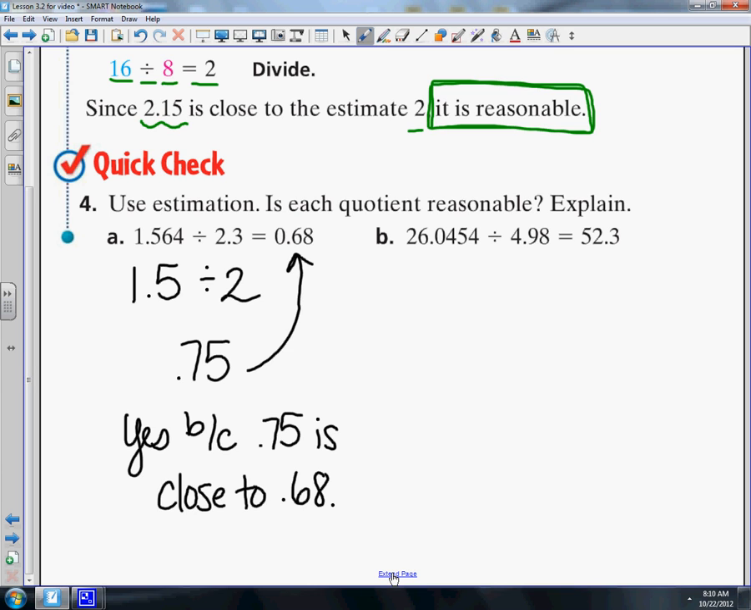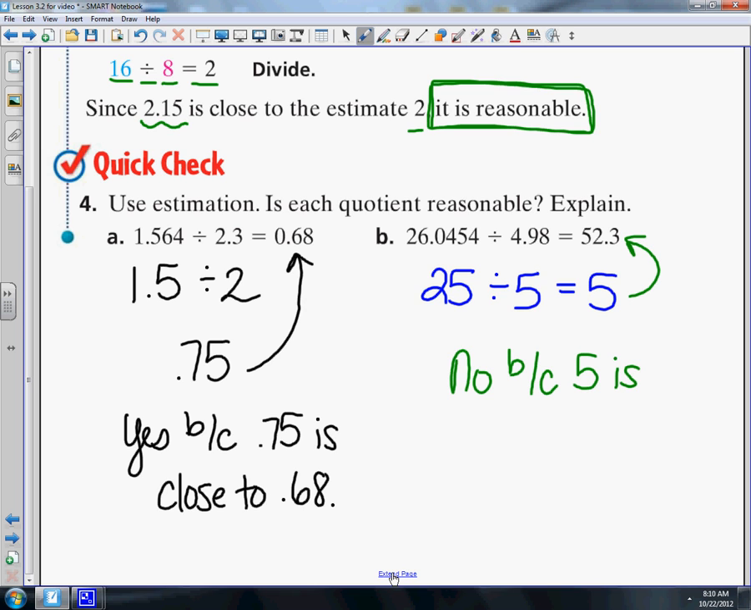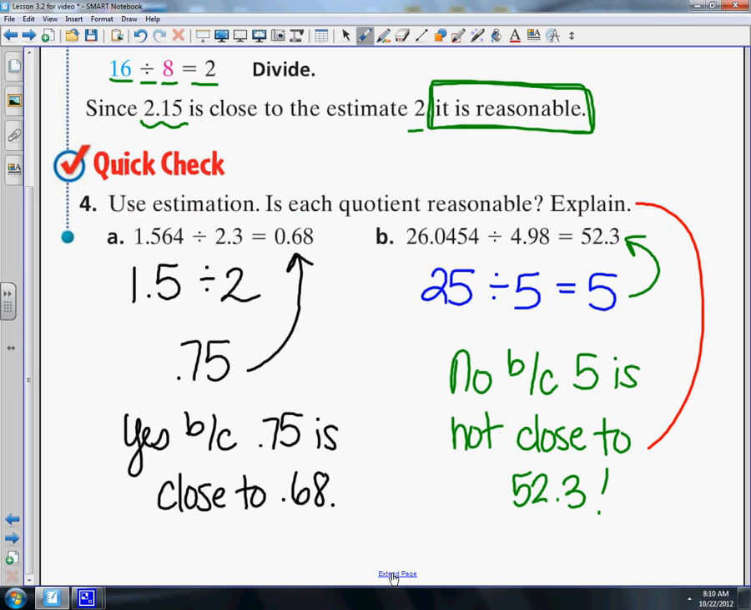So this one, I'm going to do 26.0454. I'm going to make that 25, and I'm going to divide it by 5. 25 divided by 5 is 5. Is 5 close to 52? No, because 5 is not close to 52.3. Notice I'm writing a sentence because right here it says explain.